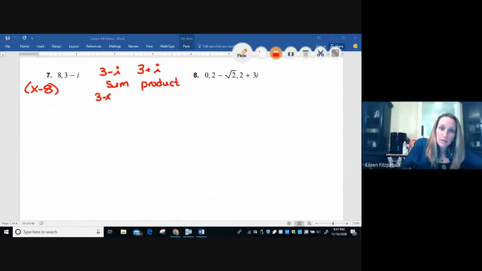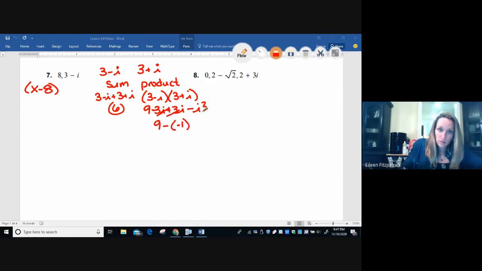Okay, 3 minus i plus 3 plus i. The i's cancel. Your sum is 6. Now 3 minus i times 3 plus i. FOIL it. You're going to get 9 minus 3i plus 3i minus i squared. The middles cancel. 9 minus negative 1, that's what i squared is equal to. That's going to give you a product of 10. So you have a sum of 6 and a product of 10.